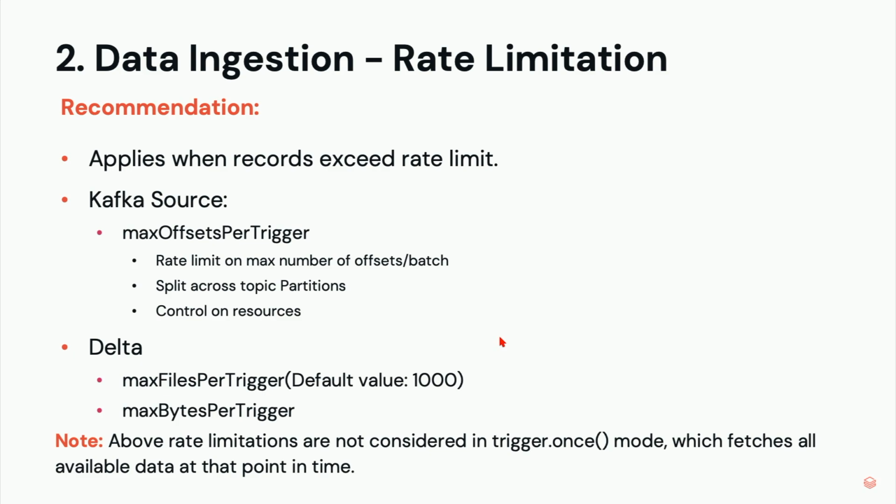Whichever is reaching first, that will be considered. Now, if I'm using a Trigger.Once scenario, whatever data is there at that moment in the source will be fetched. For the second batch, it will be fetched based on the previous one. Everything will be fetched. Rate limitations will not be considered. So this is a caution we have to understand with respect to rate limitation: Trigger.Once will not respect the rate limitations.